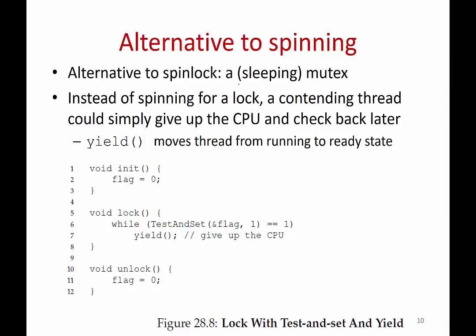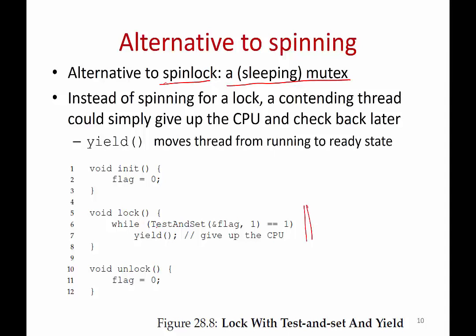Such locks are called sleeping mutexes, right? Or in general, whenever you say a mutex without any qualifier, it means this kind of a lock. It is a sleeping mutex. So spin lock and sleeping mutex, these are the two types of lock implementations. So here is a simple implementation of a sleeping mutex.